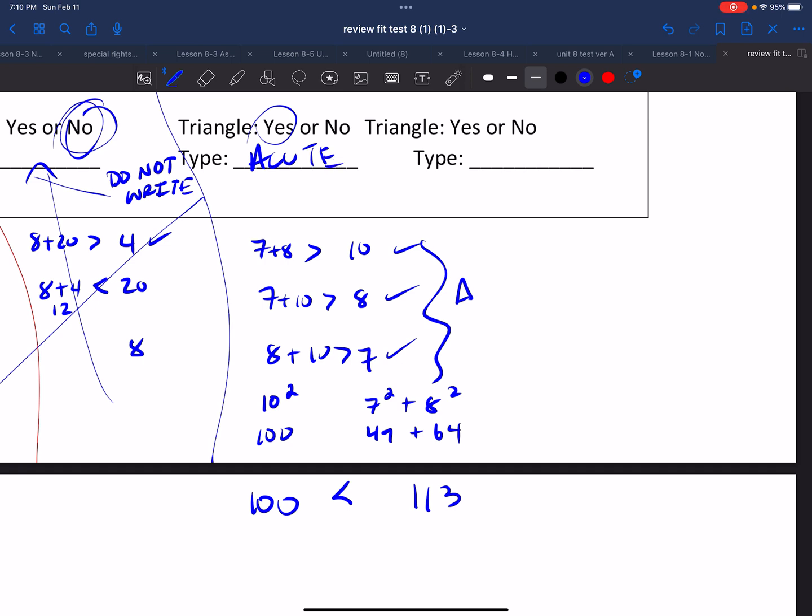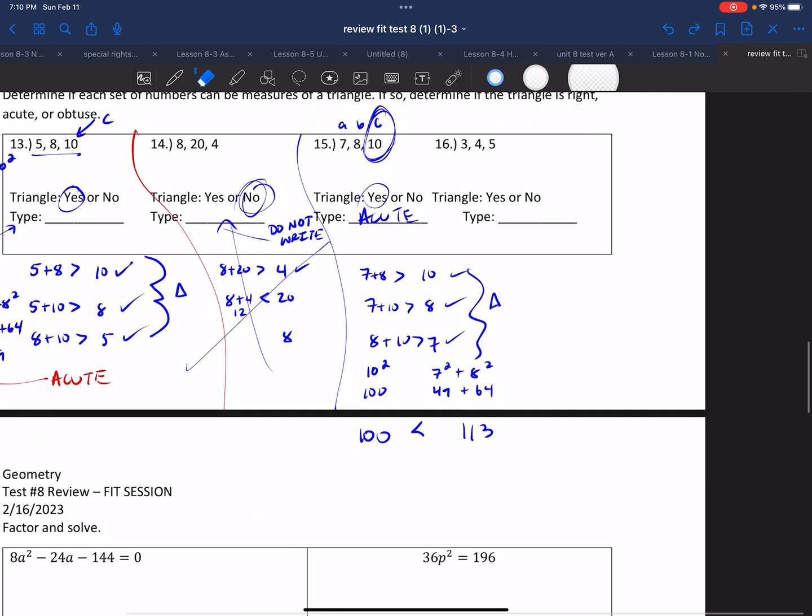That's acute. Now, if this was, I don't know, 25. Let's say you're comparing the left-hand side to the right-hand side. If you're comparing 100 to 25, obviously 100 is greater than. If your c squared is greater than, you're going to write obtuse. Okay? But in this case, it is acute.